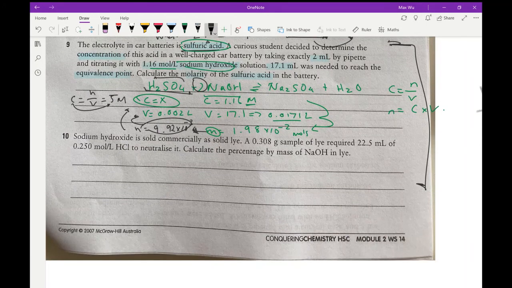One more. I'm going to do one more. It's sold commercially as solid lye. This one is something you'd get. So I want you to try this yourself first, but I'm going to continue. Okay, we have NaOH, sodium hydroxide, right?